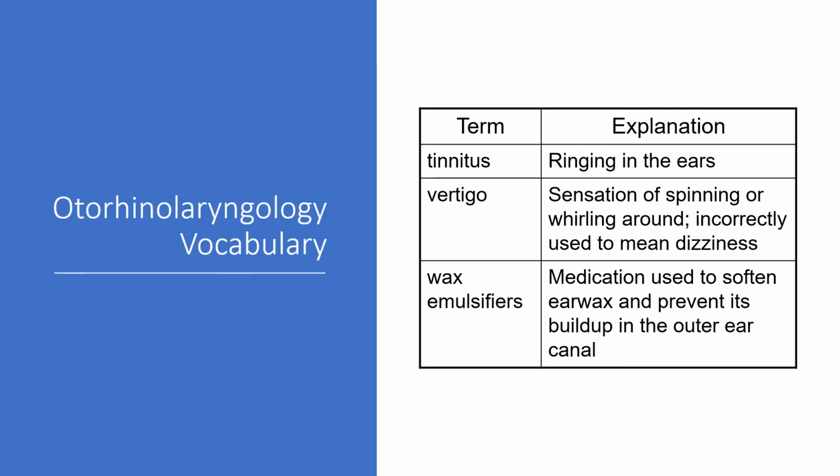Vertigo is a sensation of spinning or whirling around. It's incorrectly used to mean dizziness. Wax emulsifiers are medication used to soften earwax and prevent its buildup in the outer ear canal.